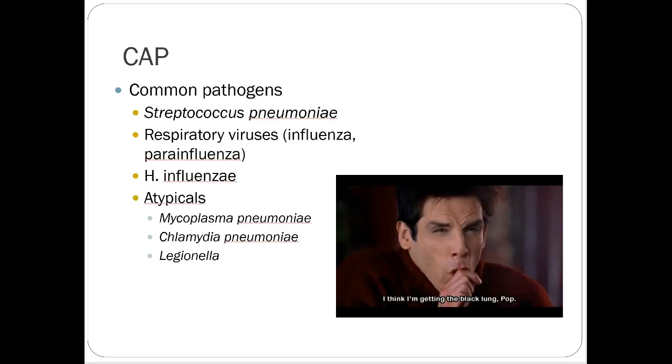All right. Okay, so your common CAP pathogens, my Zoolander reference. Yeah, I put all kinds of dumb pictures in my slides, I think the further on in the course we get, you'll see I get less and less dumb pictures because I just lost any interest in doing that. But anyway, here you go. So you've got strep pneumo, respiratory viruses, H. influenzae, and then your atypical pathogens. So the atypicals being mycoplasma, chlamydia pneumonia, and Legionella.